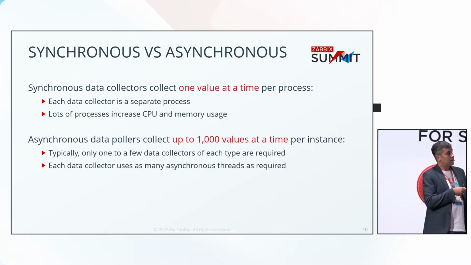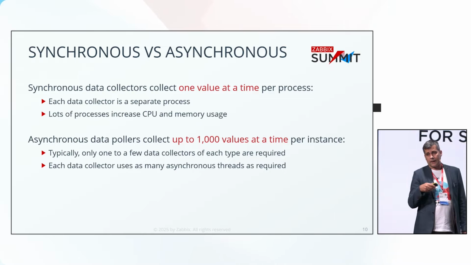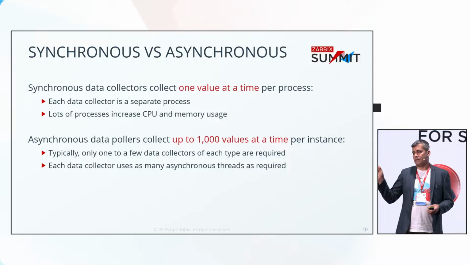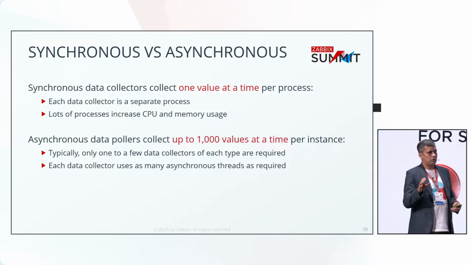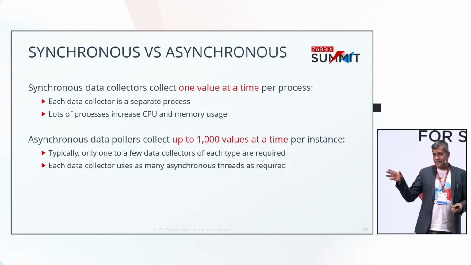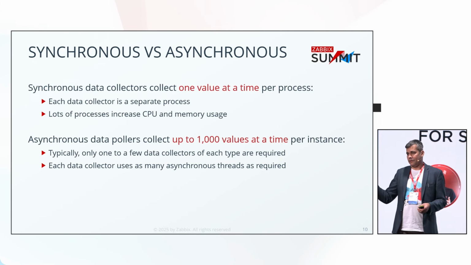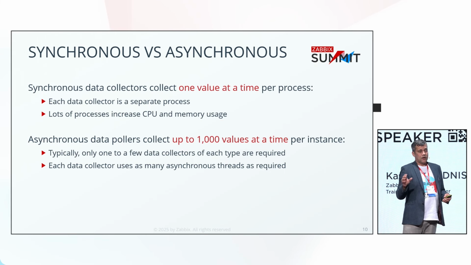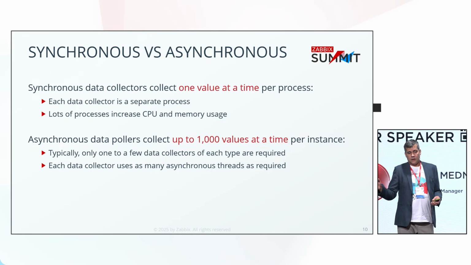What's the difference? With a synchronous data collector, you start a process, and that process can collect a single value at a time. If you need to collect 5 values at the same time, you need to start 5 pollers. That's very simple. If you need 20 values to be collected exactly at the same time, you start 20 pollers.